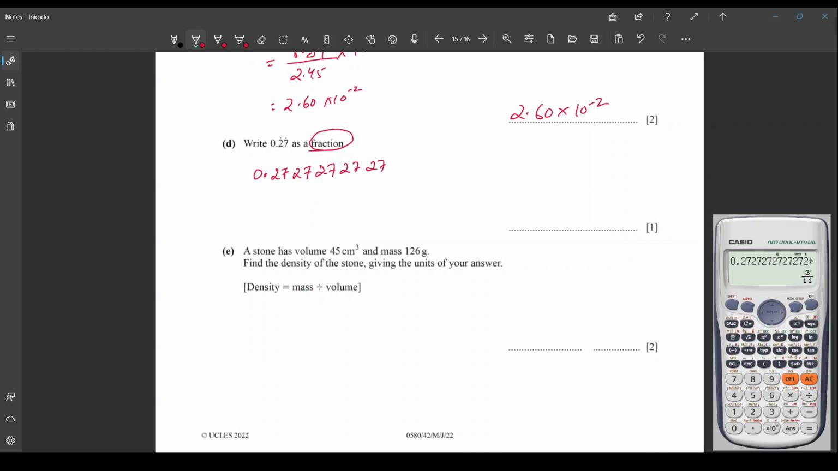Just keep in mind, if I'm just writing 0.272727, I'm not going to get the fractional answer. You have to write 27 until you end up with the answer as a fraction, in a by b format. So we got the answer as 3 by 11. So that will be the fraction for 0.27 recurring.